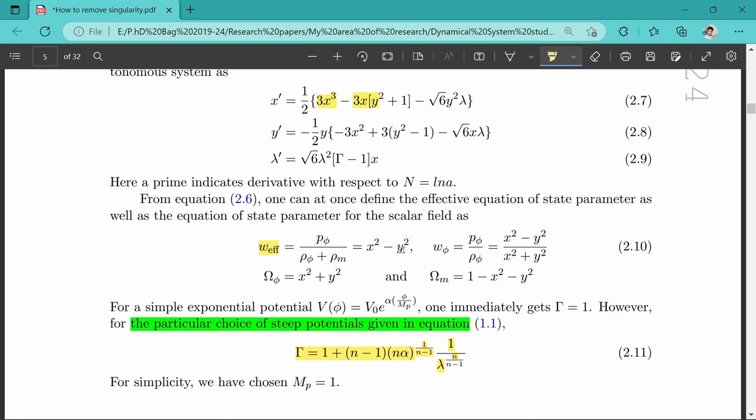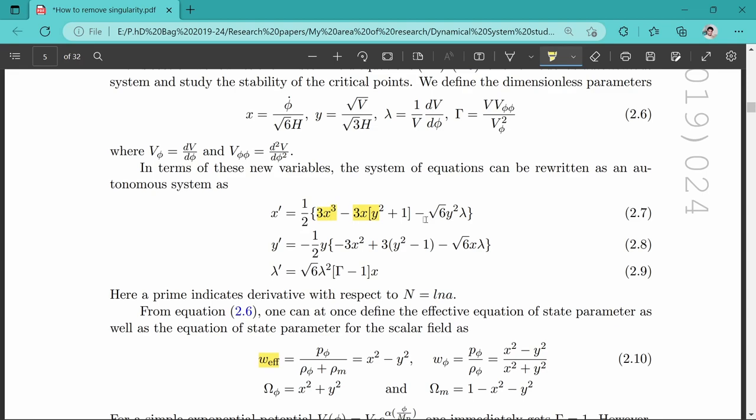But now, here we can say that if x is 0, then omega effective is minus y square, and if y is 1, then omega effective is minus 1, which corresponds to the late time dynamics. Now you see that if y is 1, then x prime is not 0 unless lambda is 0. So lambda has to be 0, therefore here lambda is 0 and lambda prime is 0, so x must be 0 and lambda must be 0. Okay, fine.